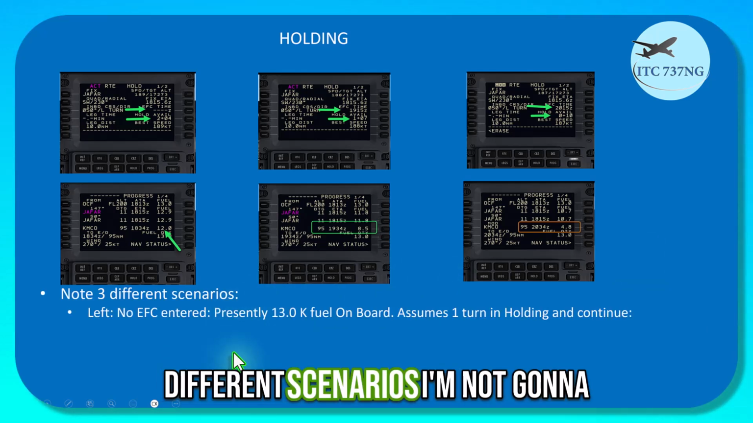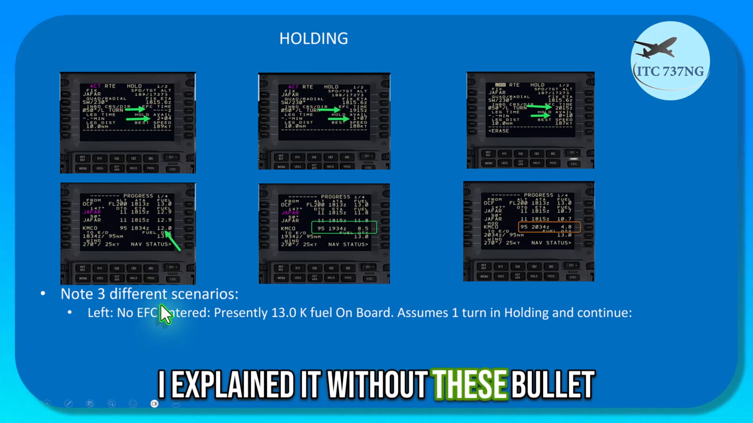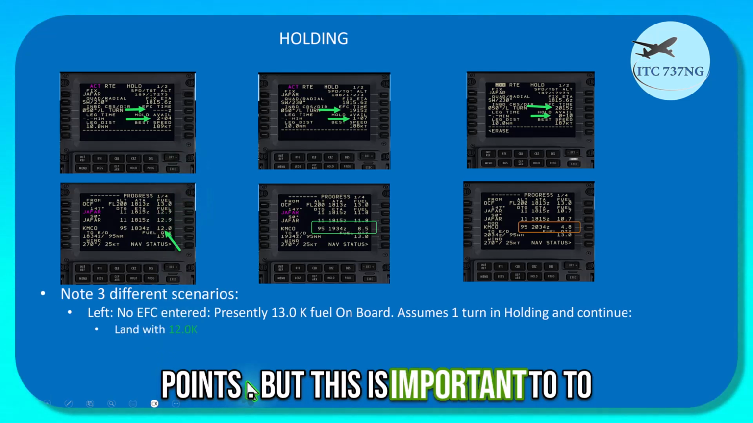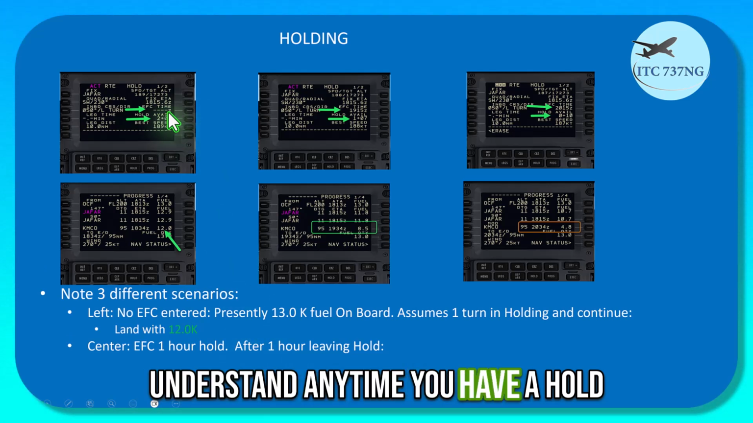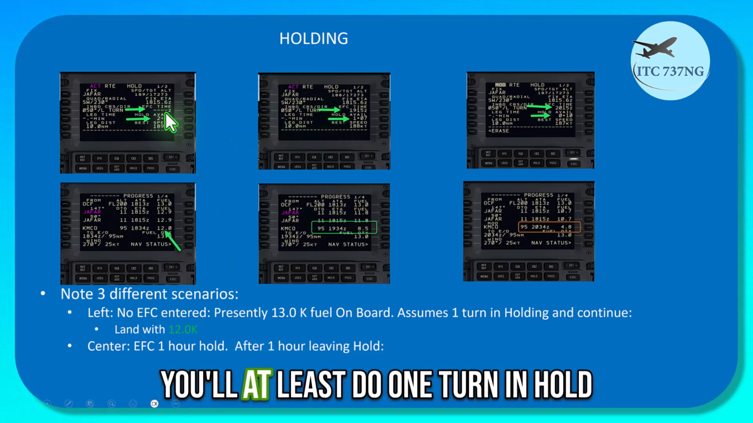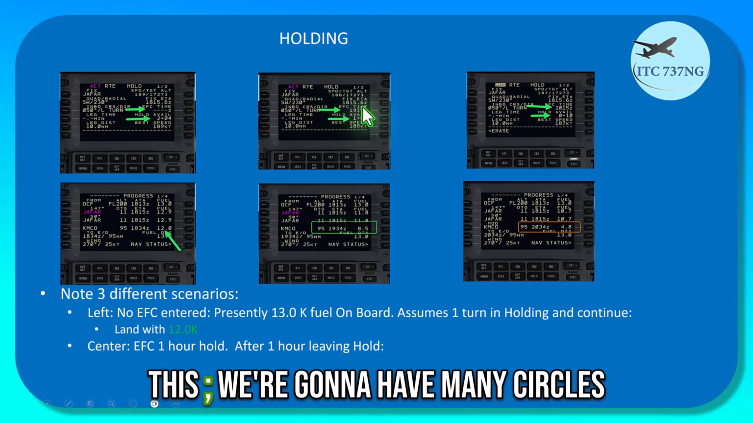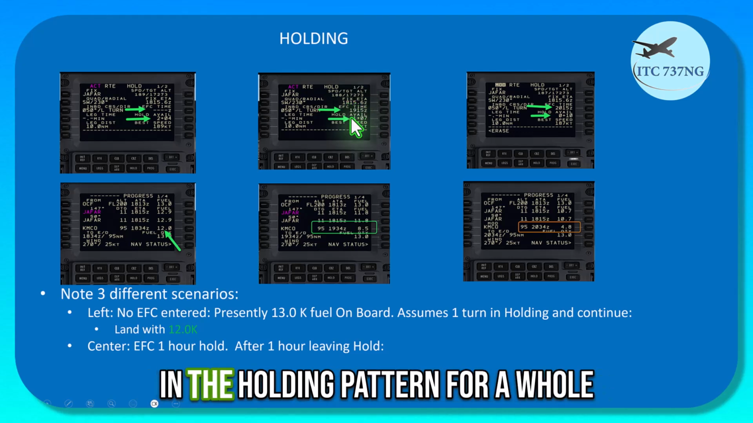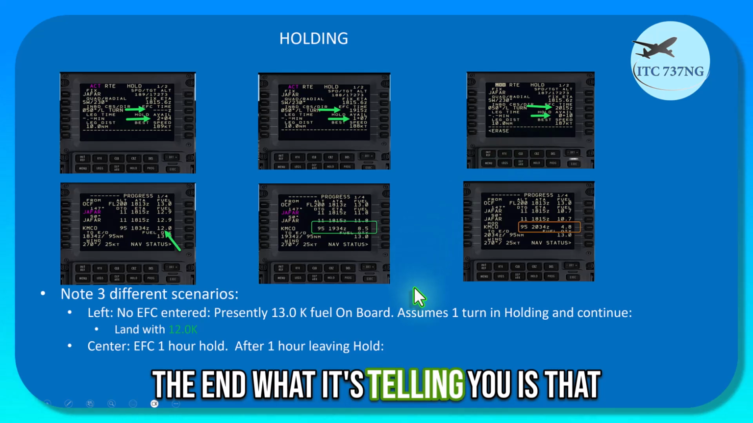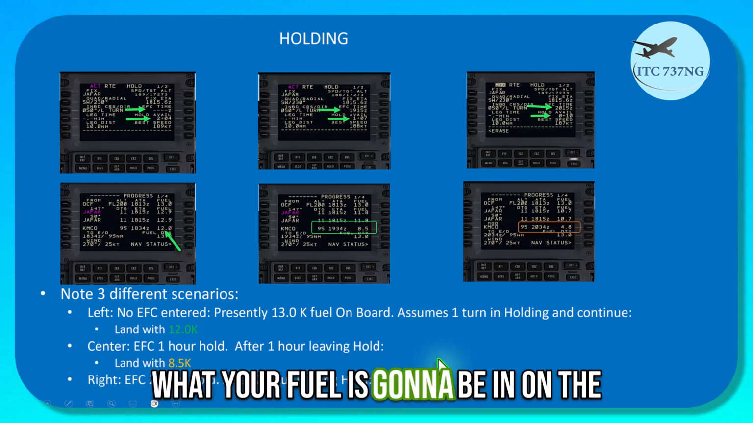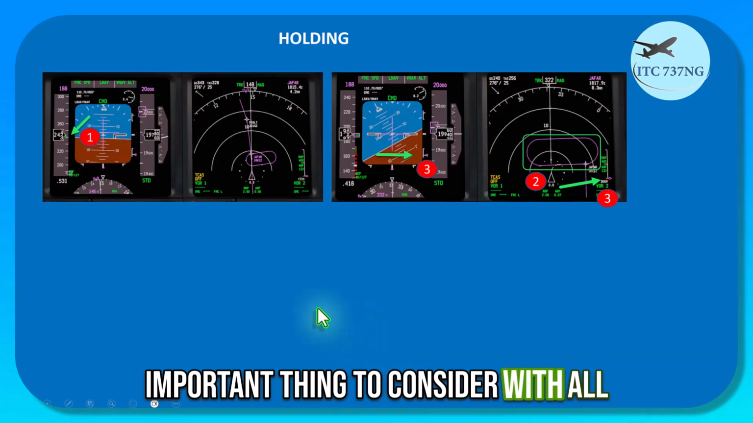So in these 3 different scenarios, I'm not going to spend too much time on this because I explained it without these bullet points. But this is important to understand. Anytime you have a hold put in here, it's going to assume that you'll at least do one turn in the hold, which is this situation right here. This, we're going to have many circles in the holding pattern for a whole hour, this for 2 hours. But in the end, what it's telling you is what your fuel is going to be on the prior page. That's the most important thing to consider with all of this.